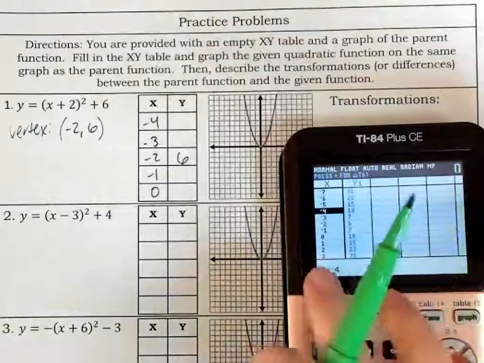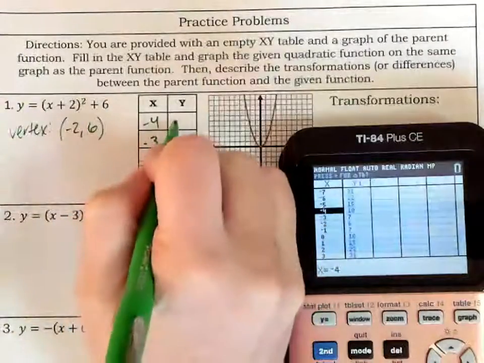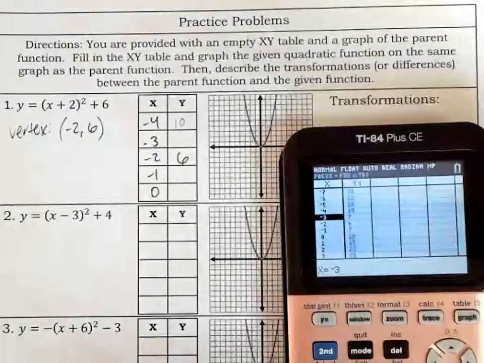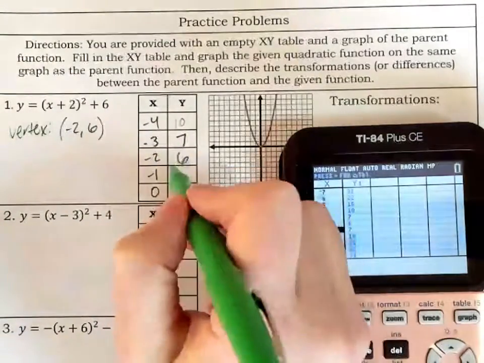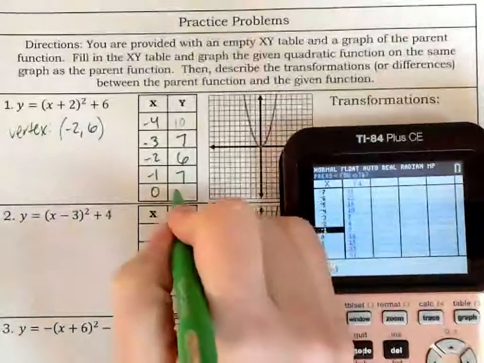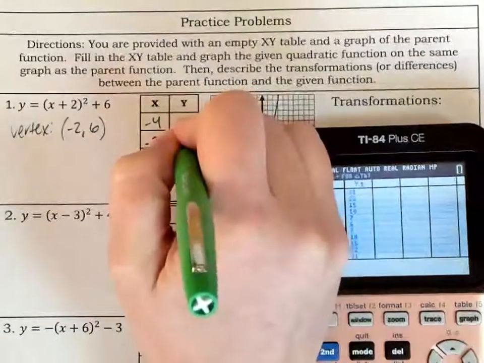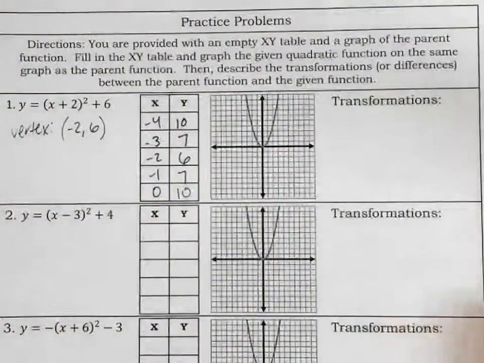So at -4, we have a y value of 10. At -3, we have a y value of 7. Of course, -2 is 6, -1 is also 7, and 0 is 10. Those are my points that I'm going to plot in order to graph my parabola.